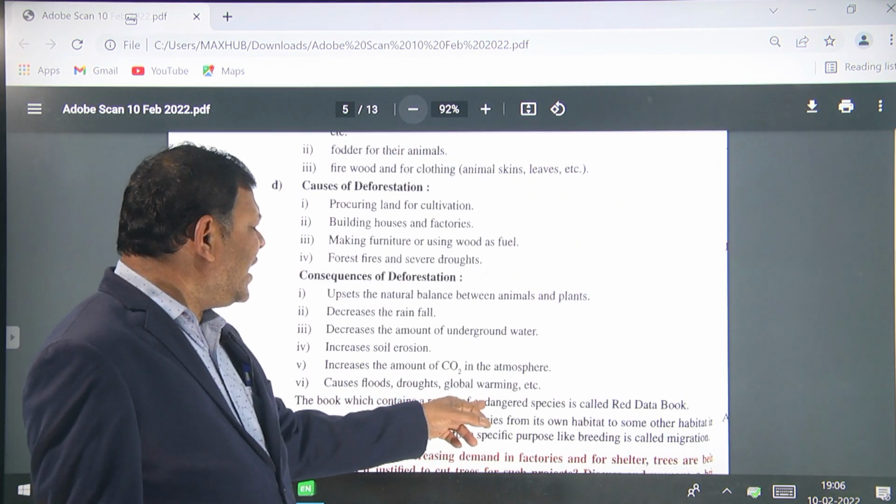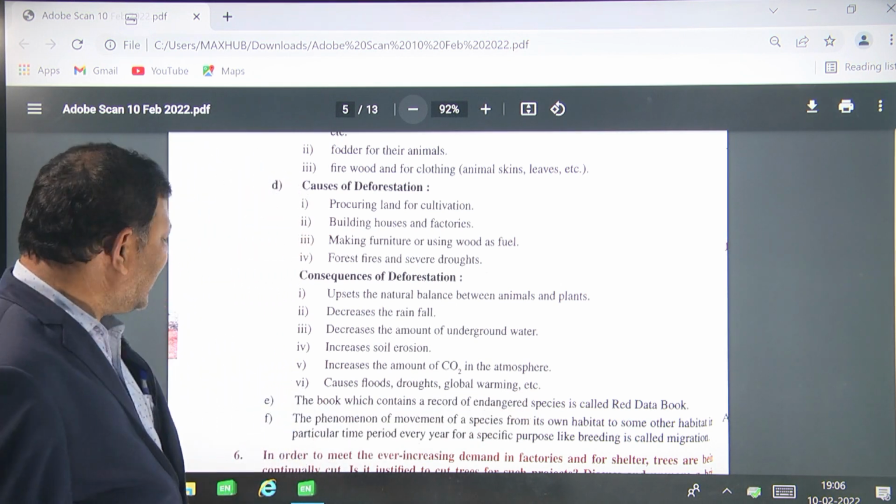Next question, what is the red data book? The book which contains a record of endangered species is called the red data book.